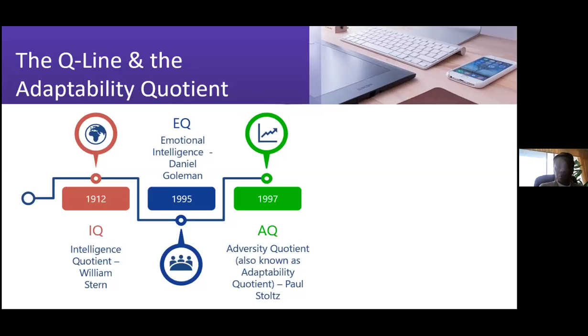Those of you who may be familiar with his EQ model, it's a model based on 4 quadrants, dealing with self-awareness, social awareness, social management, as well as self-management. So it's basically revolving around 4 essential areas, where one of those areas actually relates to adaptability. And so you could say that adaptability is one factor that's involved in the emotional aspect.